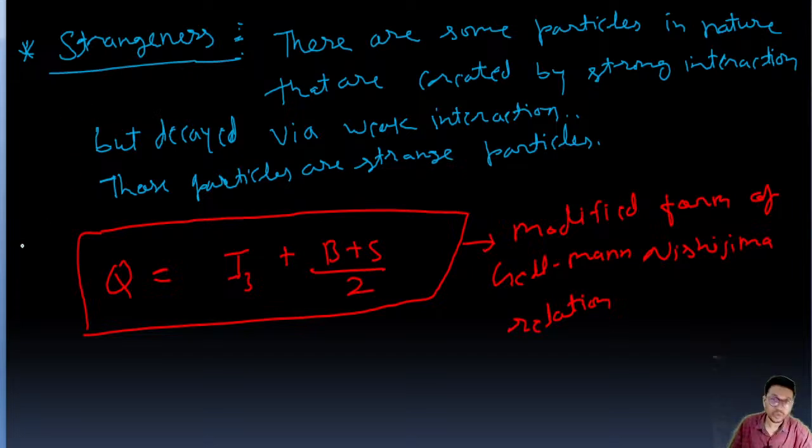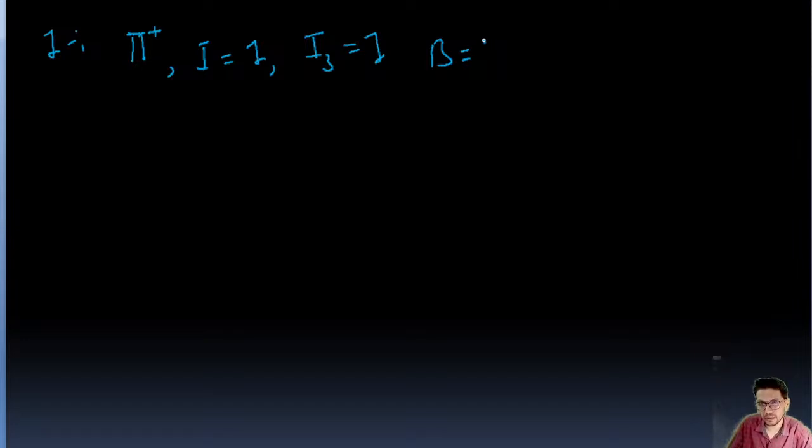Now we'll find for pion. Number one, for pions, that is pi plus. If you talk about pi plus, I is going to be 1, and I3 is 1. I have already found this, right? And the pion comes in the meson category, so that means baryon number is 0, because it doesn't come in baryon. It is part of meson. So B is 0. And strangeness, we'll find the strangeness of it.